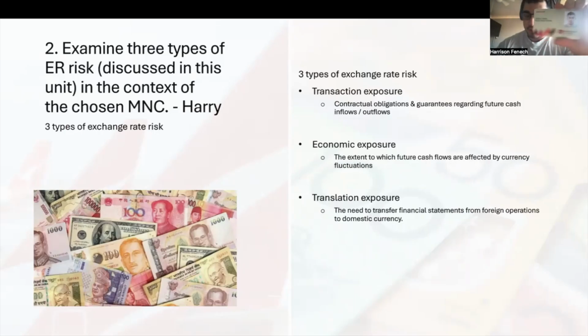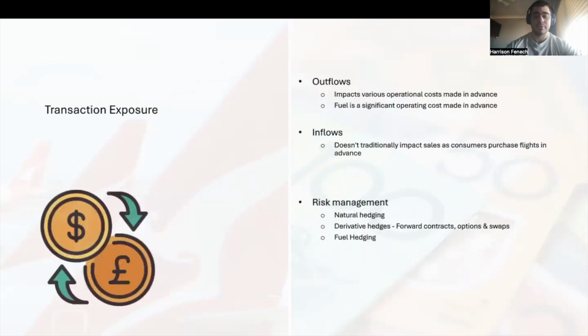Hello, I'm Harrison Fennick, and I'll talk about three types of exchange rate risk and how they relate to Qantas. The three types are transaction exposure, which deals with future cash flows and their contractual obligations; economic exposure, which deals with how future cash flows are related to currency fluctuations; and translation exposure, which is the requirement to translate foreign operations into domestic currency.